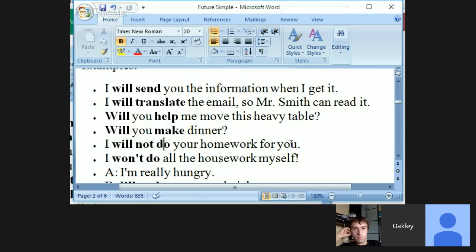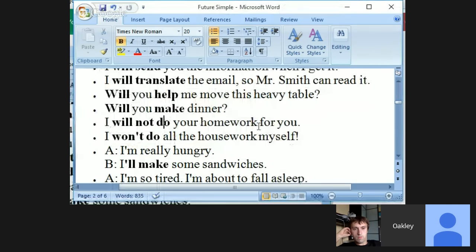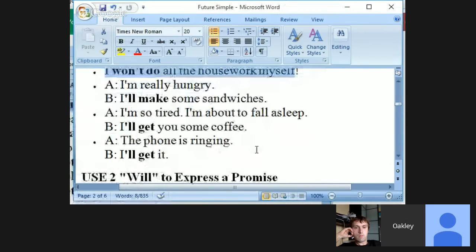I will not do your homework for you. Okay, fine. I won't do your homework for you. I won't do all the housework myself. Okay, in dialogues, it might look like this. A and B, two people speaking. I'm really hungry, says A. I'll make some sandwiches, says B. Well, that's nice of you. Okay, they're volunteering. Very common. The phone is ringing. I'll get it.